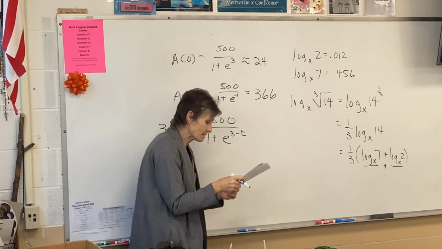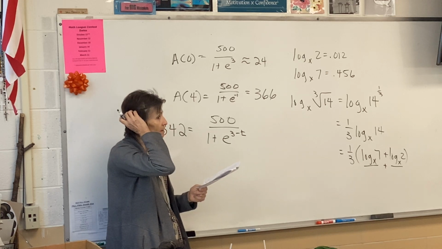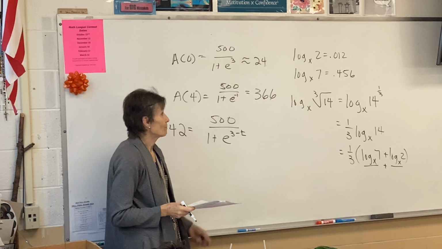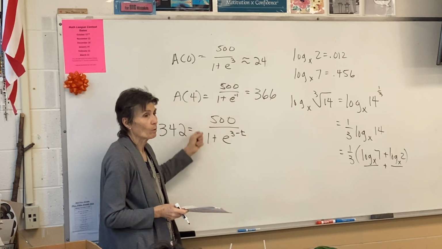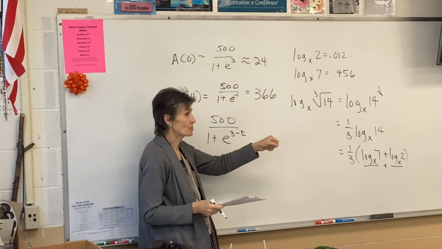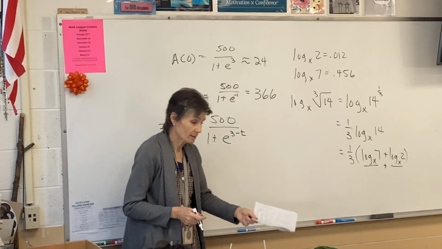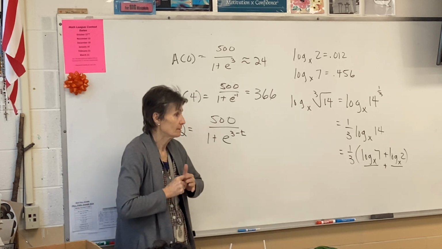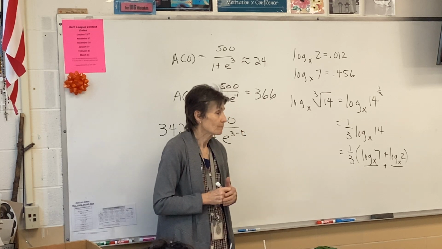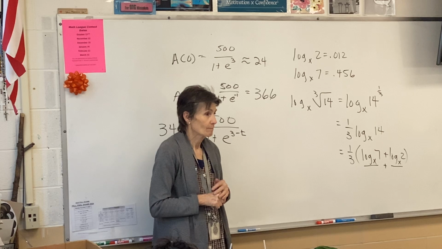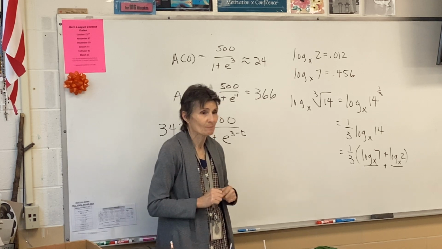And what is the maximum number of ants? 500. The limit to growth is 500. So I did 4 days and got 366. As I do more and more days, I'm going to be getting closer and closer to 500, never going over 500, but I'll get closer to it. So you never can hit 500 or go over. It's called the limit to growth. Y equals 500 would be your asymptote.